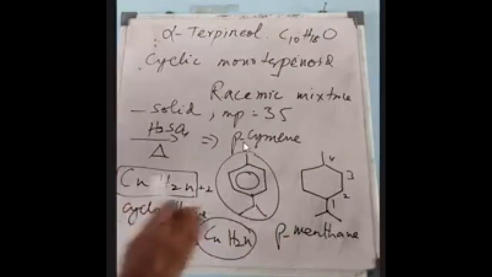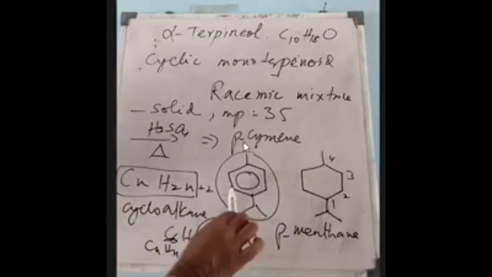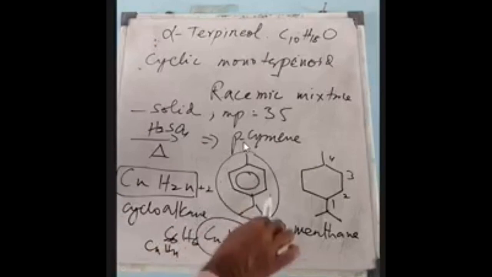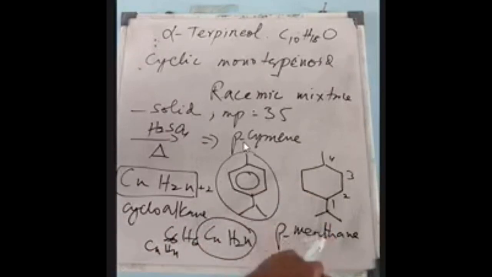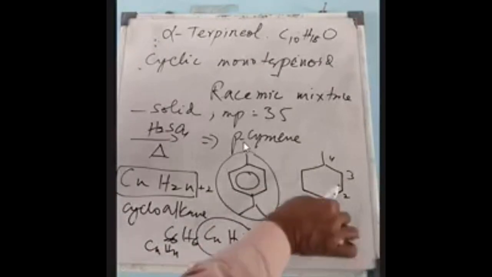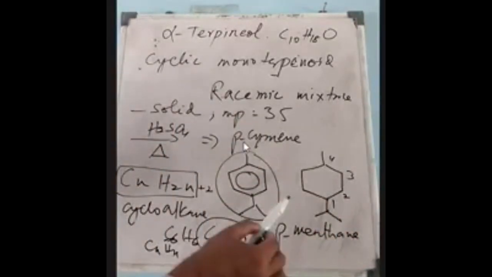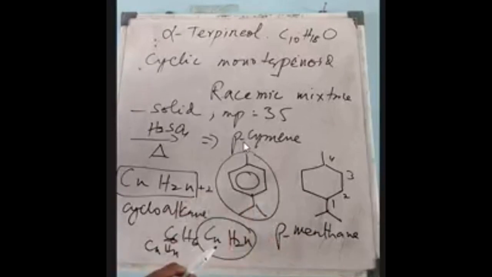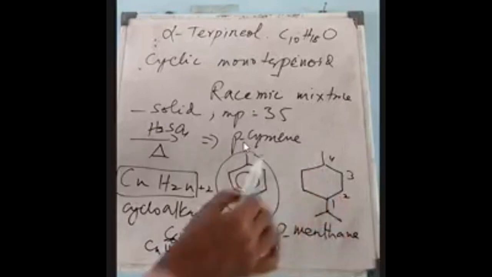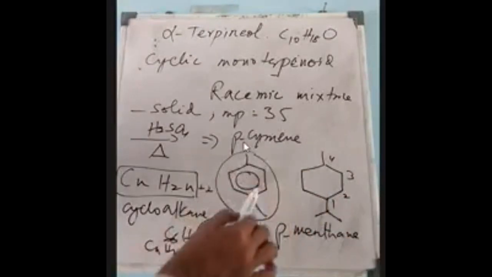What is the difference between paramenthane and paracymene? Paracymene is the aromatic compound. Paramenthane is the non-aromatic, alicyclic or saturated analog. The total carbon and hydrogen content obeyed this formula, which is why we said this compound is saturated.